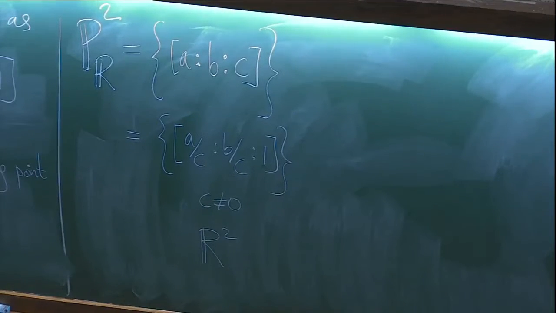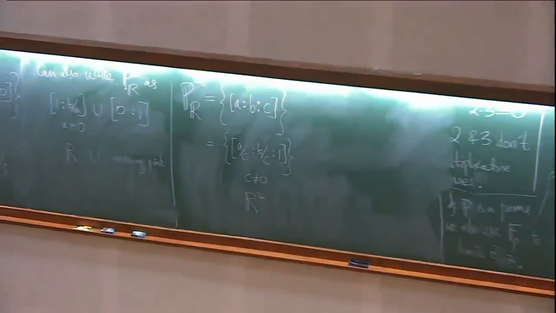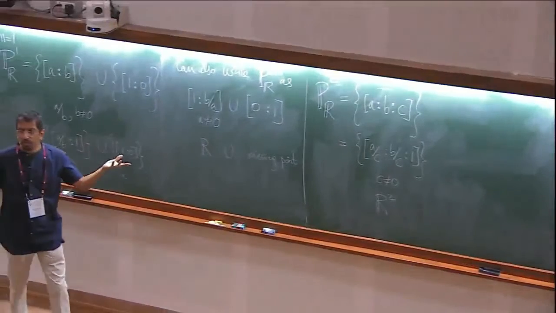So if you start thinking in terms of simultaneous ratios, you can see that there is a copy of R2 sitting there, provided in the third coordinate I decide to make it equal to 1. And now what remains is when the third coordinate is 0. And in the P1 case, the last coordinate being 0 led to a new point added to this. Here, it will lead to many points.